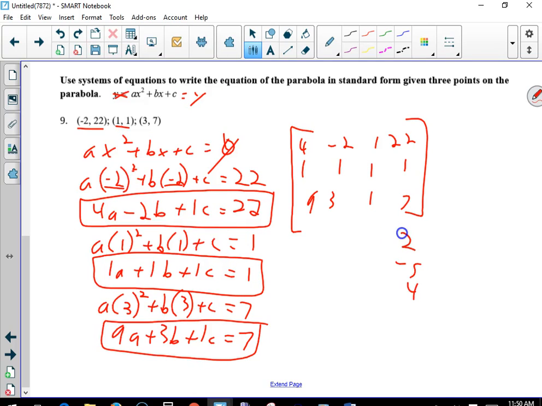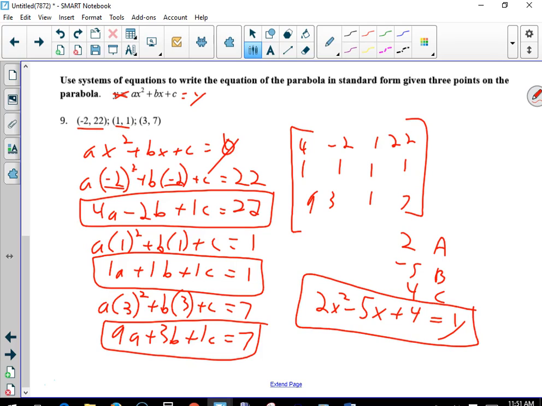2, -5, 4. But remember, instead of x, y, z, this is a, b, c. So you go back to the original equation. A x squared plus, or minus in this case. You could put plus and -5, or just put -5x plus c equals y. And that's the equation of that parabola. 2x squared minus 5x plus 4.